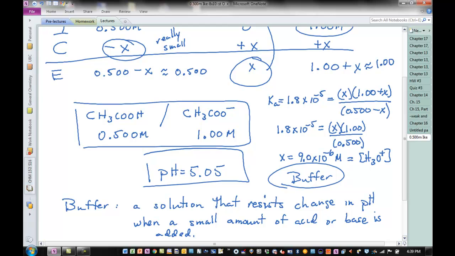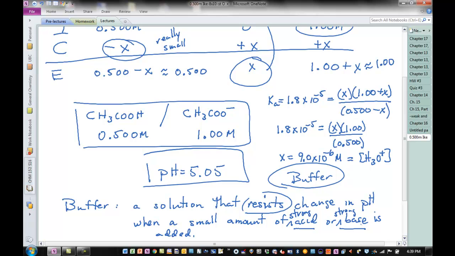Okay, so again, a couple of key words here. When we add some strong acid, now usually we say strong acid or strong base. Doesn't have to be, but let's just say strong acid, strong base. So we're going to add strong acid or strong base to that buffer. The pH is still going to change, but it's not going to change as much as we would think. So the solution resists change in pH when we add a small amount of strong acid or strong base.